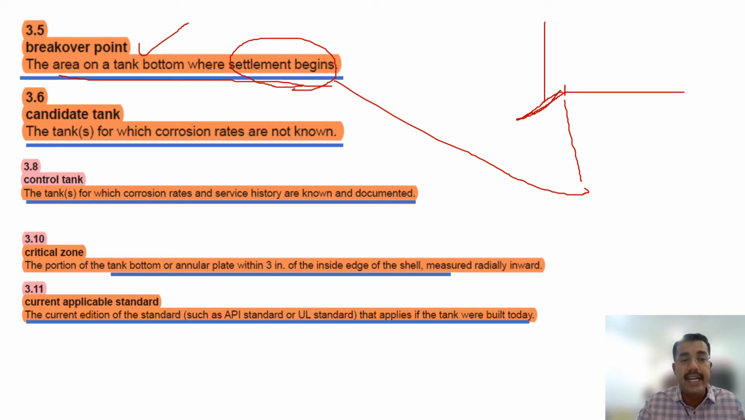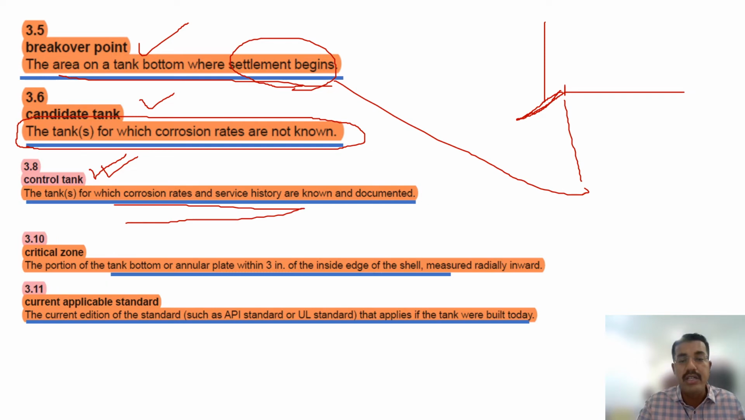Candidate tank: a candidate tank means the tank for which corrosion rates are not known. If you don't know the corrosion rate, then it is a candidate tank. And if you know the corrosion rate, then it is called a control tank: the tank for which corrosion rates and service history are known and documented.